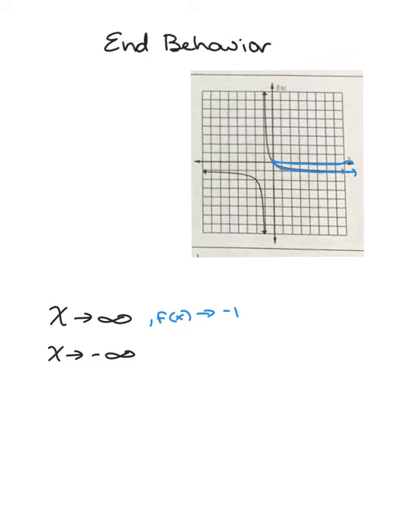As x approaches negative infinity, y is still approaching that line. That's a horizontal asymptote. So when I have a horizontal asymptote, my y's don't approach negative and positive infinity. They approach that asymptote. So it's still approaching negative 1. And that's okay. It's okay that it's approaching that asymptote. We just have to make note of that. So this is what happens when I have a horizontal asymptote.